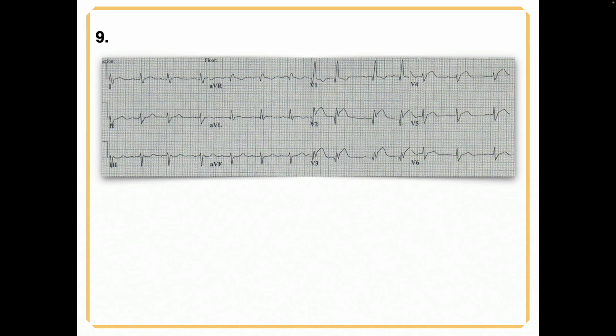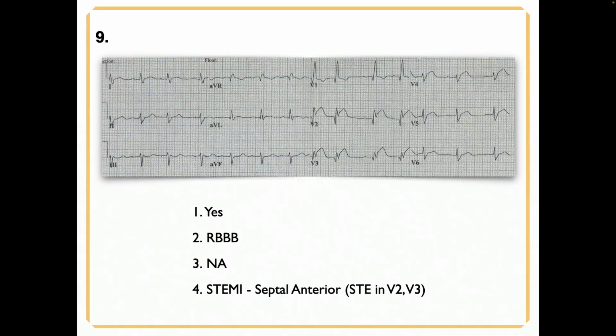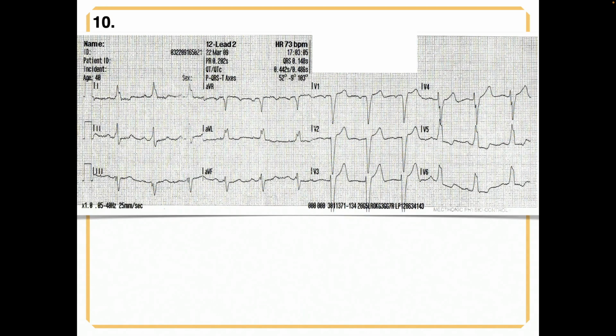Alright, so this is a right bundle branch block. Good. I see ST elevation in V2 and V3. Good. Okay. Okay, questions? Okay, number 10, Koa.